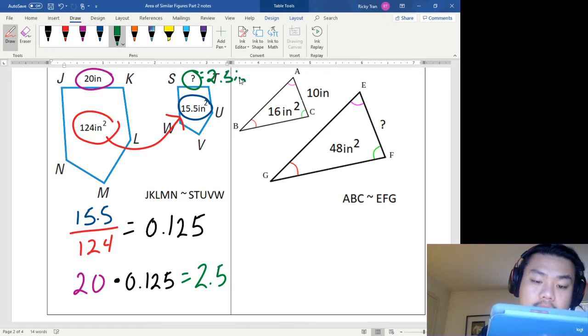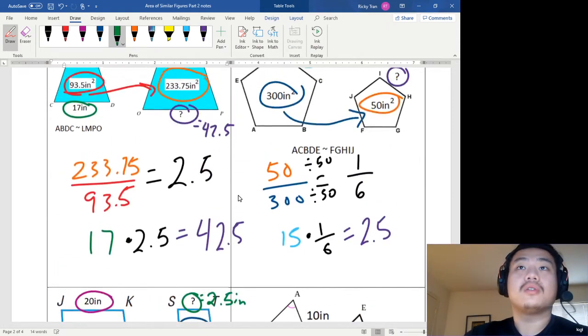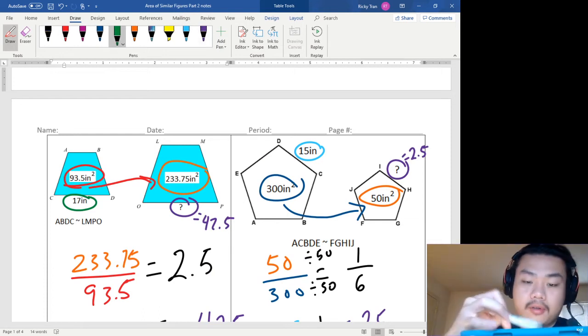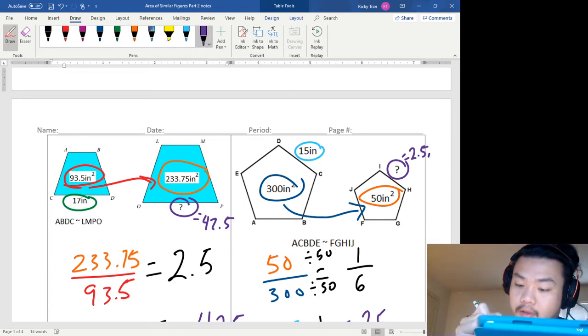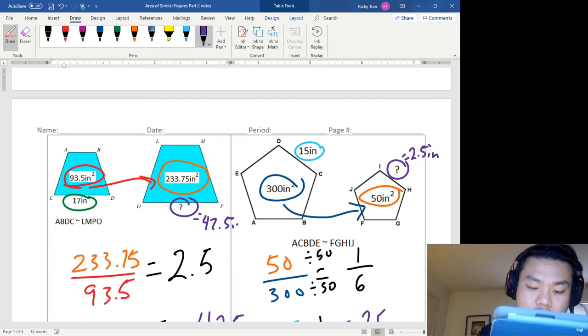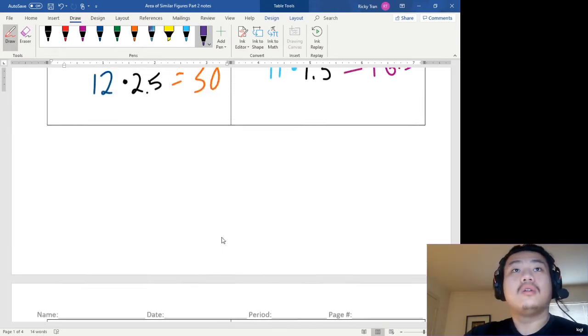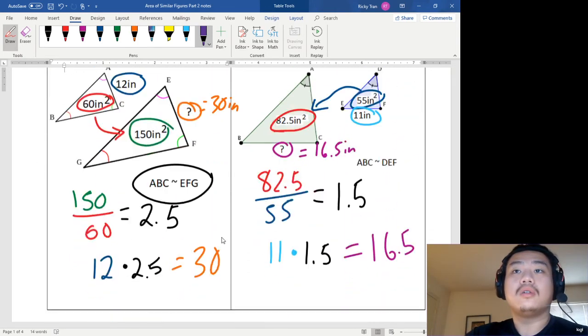2.5 inches. I feel like I've been missing my inches. I have been missing my inches. Hold up. Inches. Did I do it over here? I did. Okay, cool.